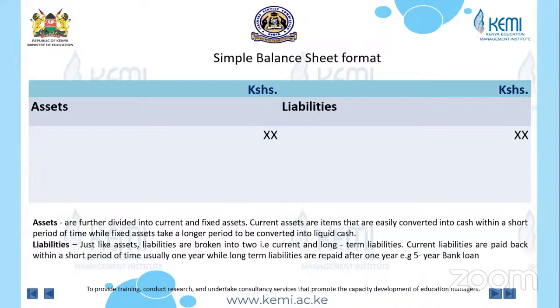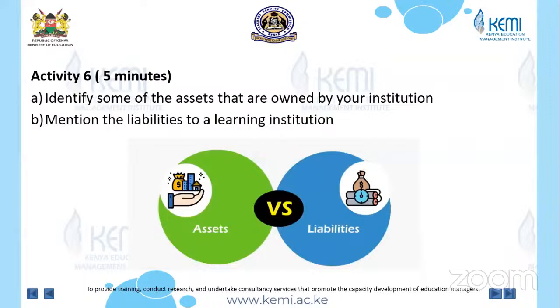So I want us to look at activity six in the form. Nancy, madam, yes, Nancy. Yes, I think we could use the chat forum to look at this activity. We identify some of the assets that are owned by our institution, and then we mention the liabilities of our learning institutions. Or can we use the breakout rooms? Okay, I can also see they are talking of chat.